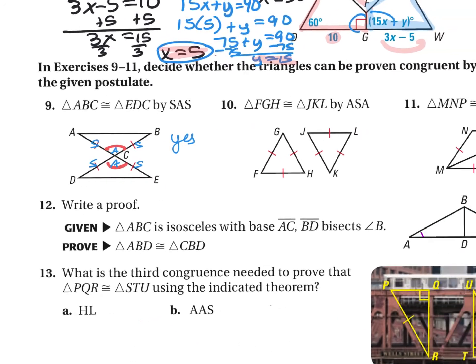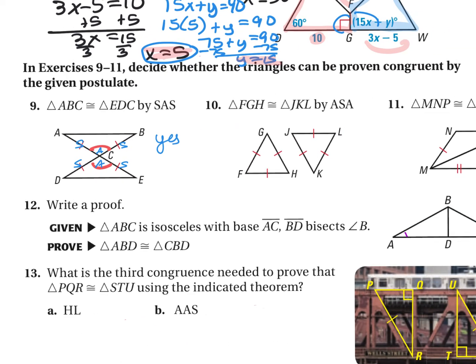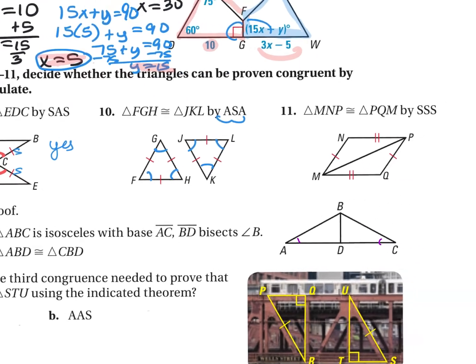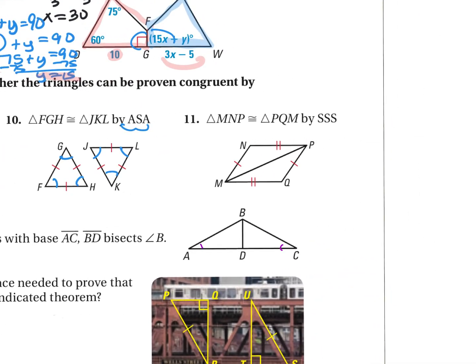For the next one, I could prove this by side, and then I could also go back and say CPCTC and show that all these angles are also congruent. So yes, I could use angle, side, angle as well. I could actually use every single shortcut. Then number 11, I could add into my proof my reflexive side. And yes, this could be proven by side. So this is a yes. Pretty good there?